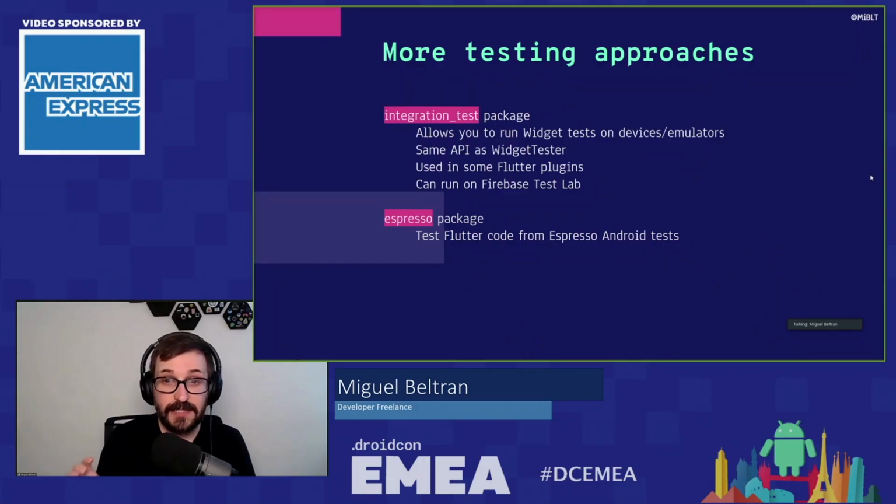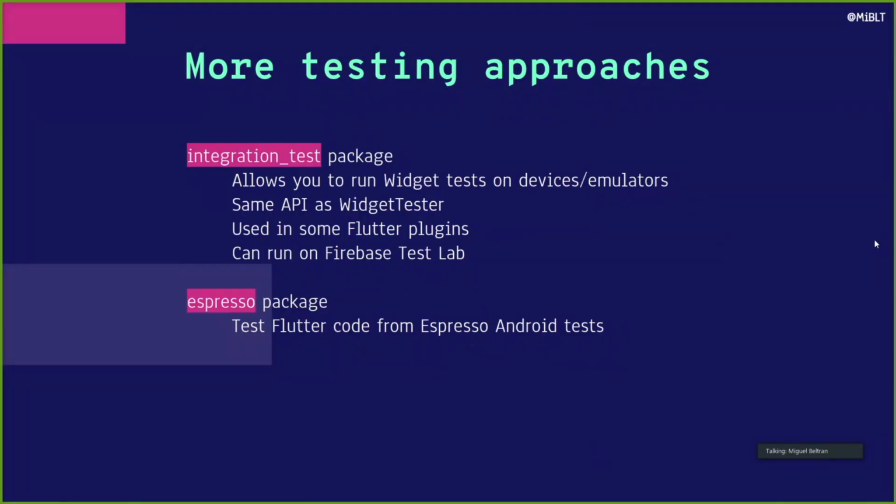And the best part is that they explain how to integrate it with Firebase Test Lab to run those tests in the cloud. There's also Espresso, which is a more experimental one that allows you to call into Flutter from Espresso tests. So from Android code, you are calling into Flutter. Not that I would recommend you to ever do that, but it's actually cool that an API exists for that.